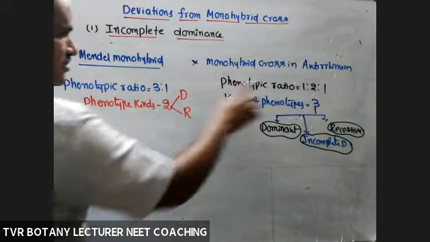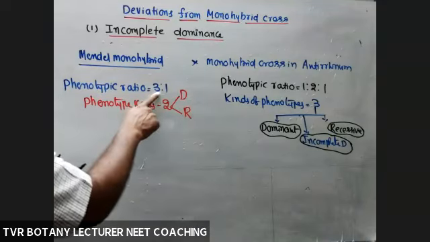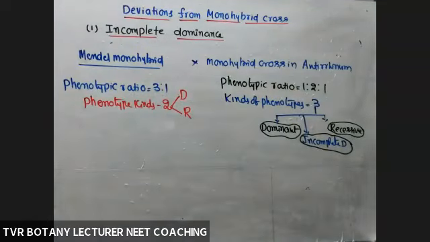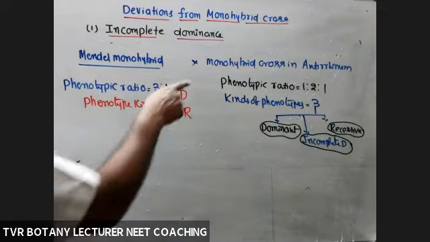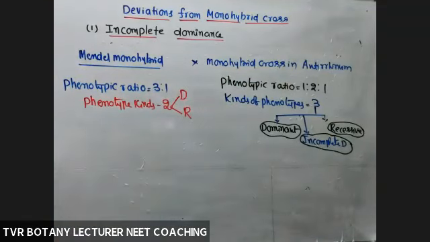So 3:1 changed into 1:2:1 because of the appearance of pink color in the F2 progeny. Of course, in F1 also pink appeared. There is 100% deviation. According to this ratio, 3:1 converts into 1:2:1. That was the deviation at F2, because the F2 phenotypic ratio 3:1 changed into 1:2:1.